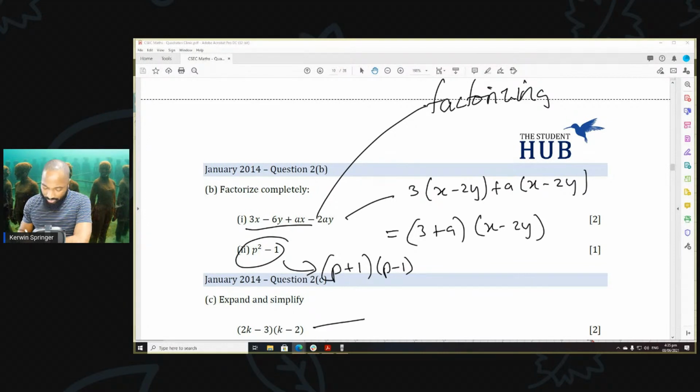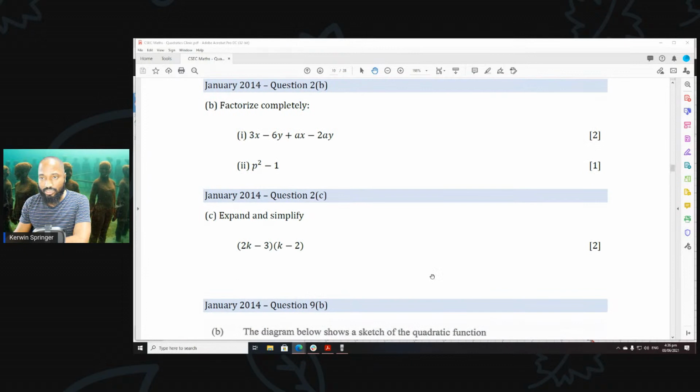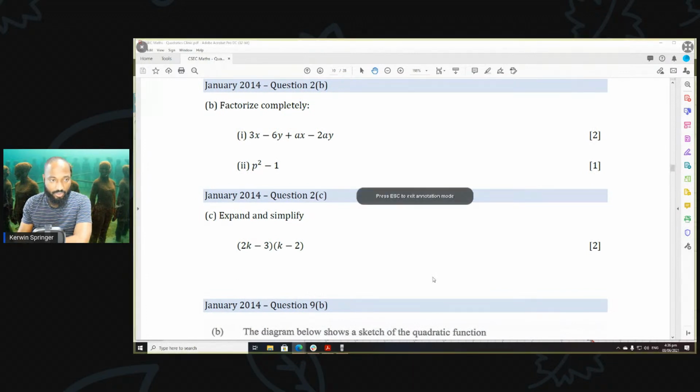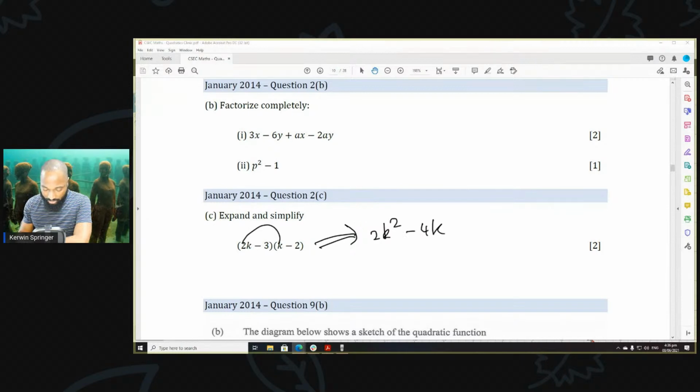Expand and simplify. We really doing this? Okay, let me expand and simplify. This multiply by that, this multiply by that. So you get 2k squared minus 4k. You understand, right? And then you have negative 3k by k, and then negative 3 by negative 2. So you'll have negative 3k and positive 6. And then these two could group together, since they ask you to simplify, right? So 2k squared minus 7k plus 6.